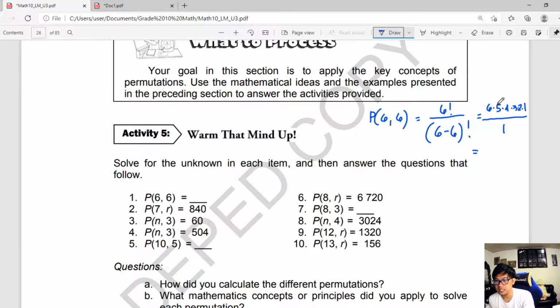So, that is 6 factorial is equal to, what is 6 factorial? 6 times 5 times 4 times 3 times 2 times 1. 6 factorial, it is 720. So the answer here is 720.